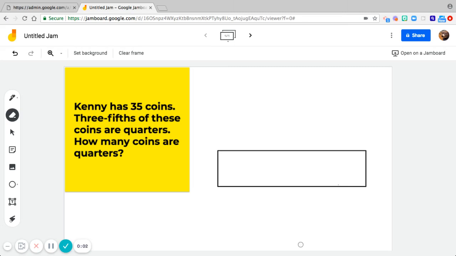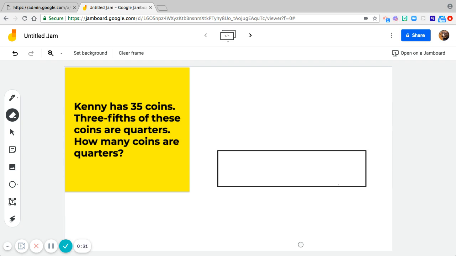Hi everyone, I'm Mrs. Gonzalez and we are going to continue our work with multiplying a whole number by a fraction. So the last time we met, we multiplied a whole number with a fraction, and the method that we used was using an array. Today we are going to try a different method in solving multiplication with whole number and fraction.